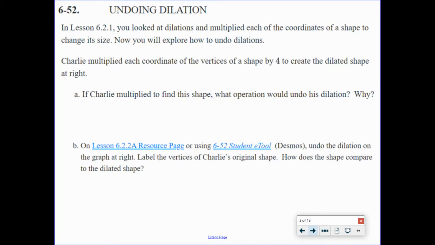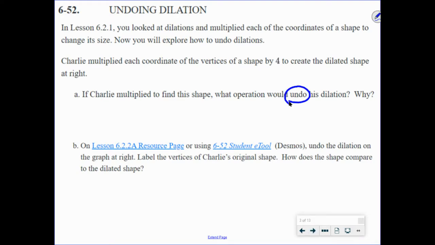Lesson 652, undoing dilation. In lesson 621, you looked at dilations and multiplied each of the coordinates of a shape to change its size. Now you will explore how to undo dilation. Charlie multiplied each coordinate of the vertices of a shape by 4 to create the dilated shape at right, which I'll show you in just a second. If Charlie multiplied to find its shape, what operation would undo his dilation and why? So here's the key word, undoing.